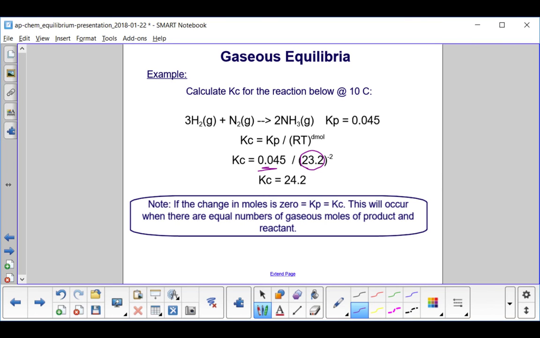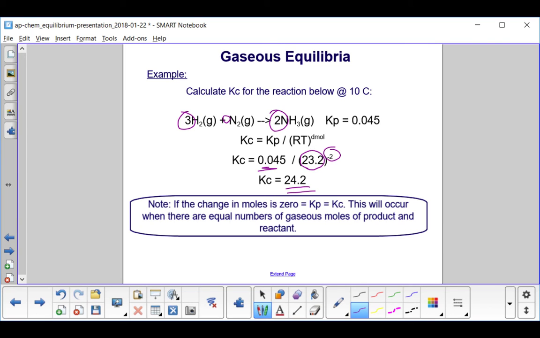So we have 2 moles of product and 3 plus a little invisible 1 there, 4 moles of reactant. So 2 minus 4 is how we get this exponent of minus 2. And therefore we get a Kc equal to 24.2.